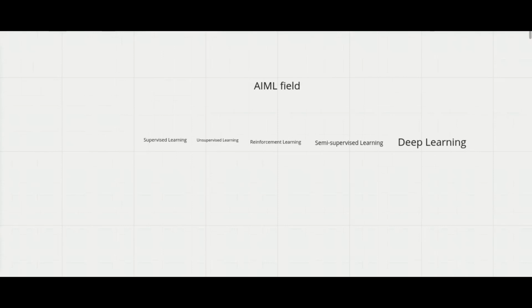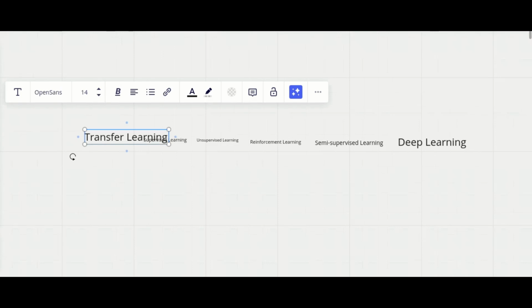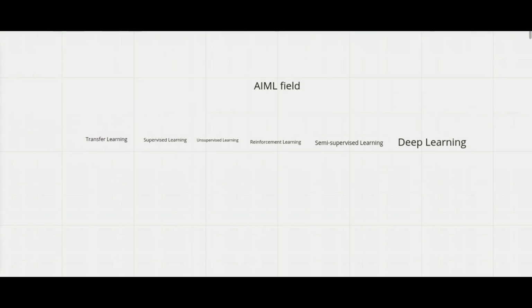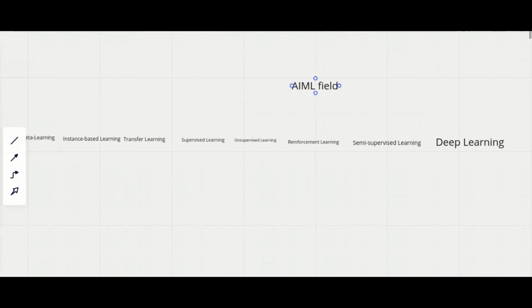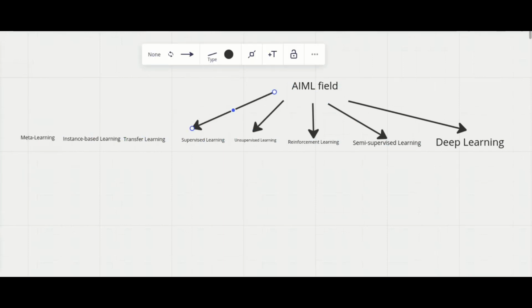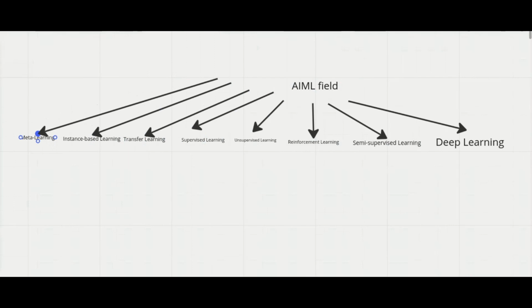And then comes transfer learning. Should I add it over here? Okay, transfer learning, let me make it a little shorter. And there are still so many, like instance based learning and meta learning. Let me add them quickly. Instance based and meta learning. So there are yet many fields, but these are the main ones. Let me quickly add them out. So these are the typical fields that divide AI/ML.